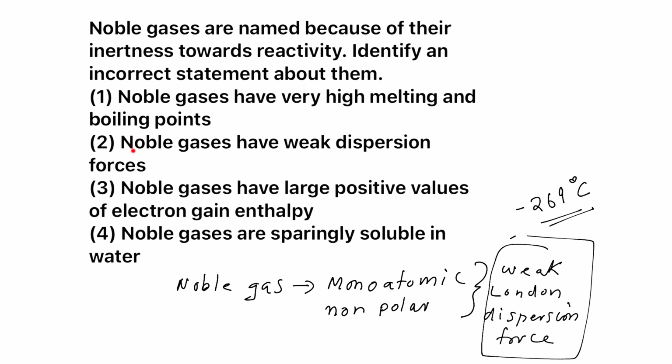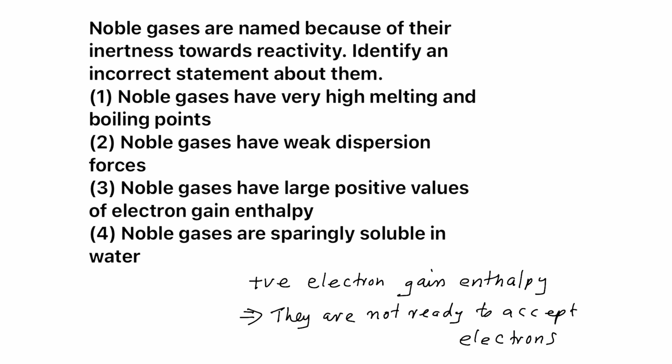Check point number 2. Noble gases have weak dispersion forces. Same thing, right? We discussed it already. Before moving to the third option, you must know the meaning of positive electron gain enthalpy. It represents the atom is not ready to accept electron. Keep that point in mind. Now, assume if electron gain enthalpy is negative, what is the meaning? Then it means the atom is ready to accept electron.